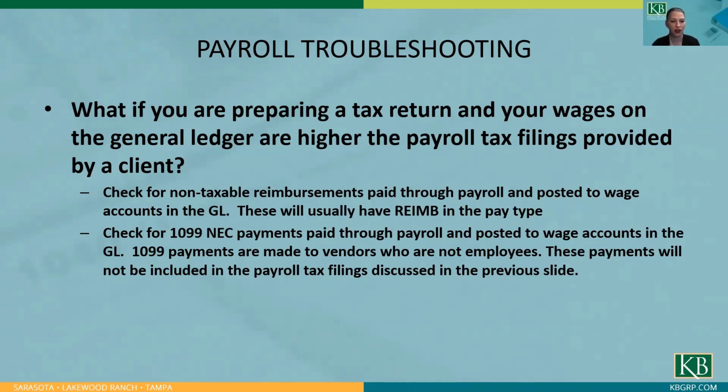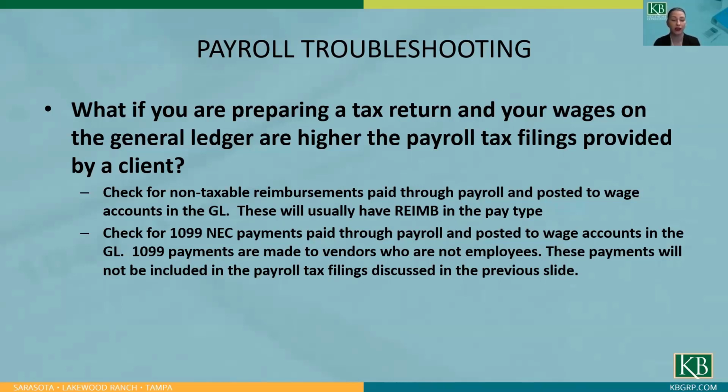Another thing that you can check for, which is really a bookkeeping error, is that your 1099 non-employee compensation, NEC for short, payments that are paid through payroll and posted to the wage accounts in the GL. These payments are made to a 1099 provider who by definition is not an employee and therefore not included in our wage number. These payments as a result will not be included in the payroll tax filings.